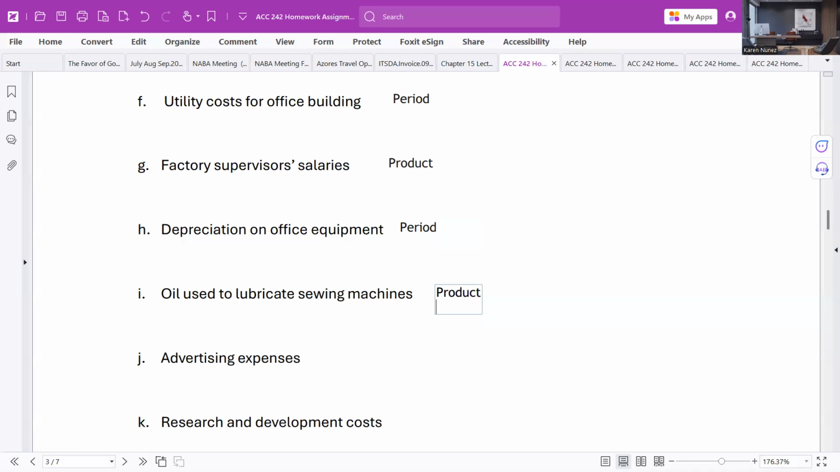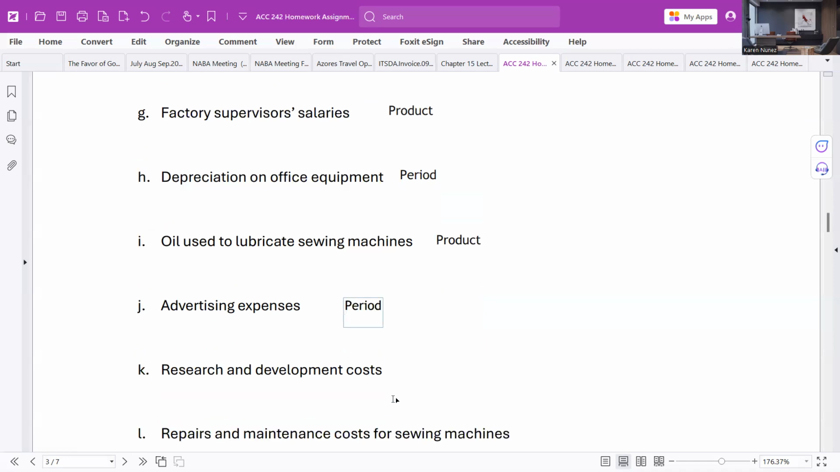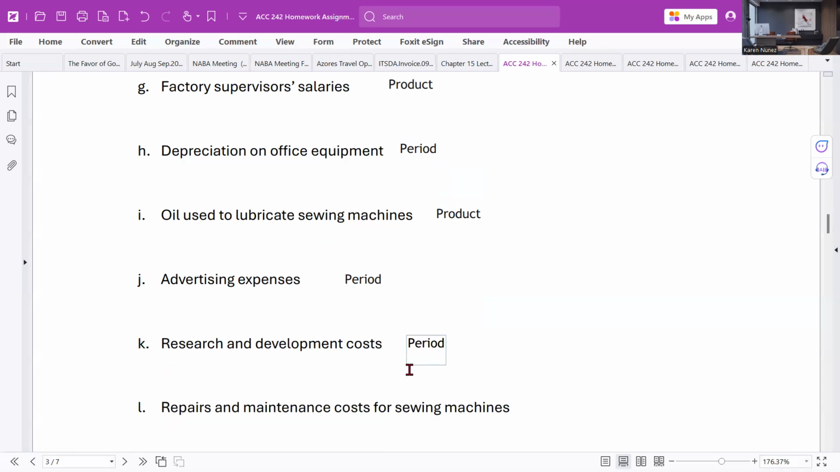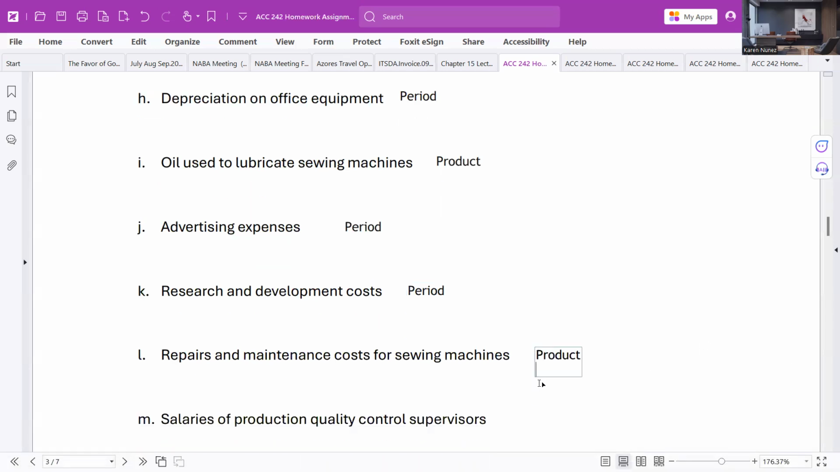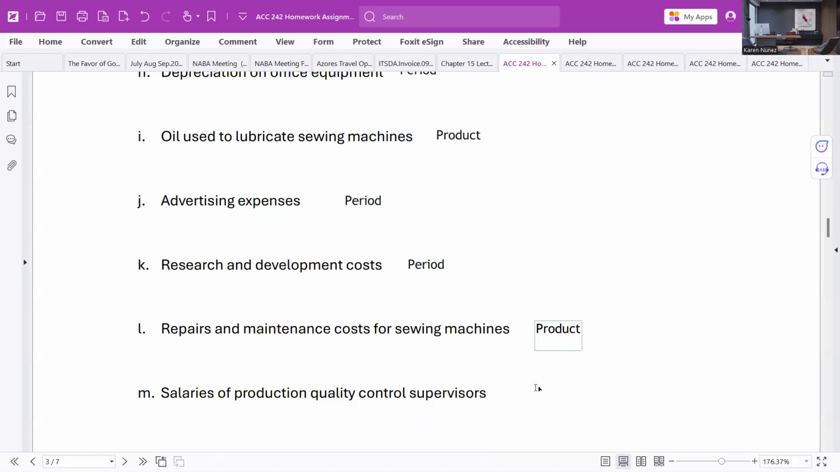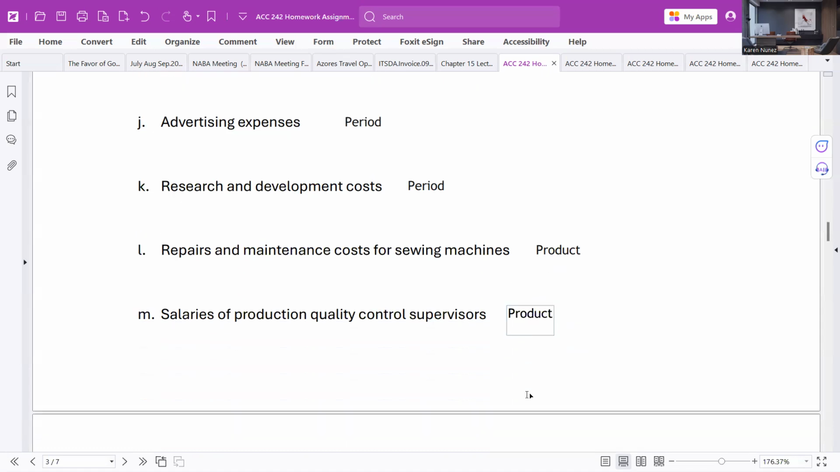And then you've got some advertising expenses. Advertising, never related to manufacturing. That is a period cost. And then you've got some research and development costs. Well, that's not direct materials, it's not direct labor, and it's not manufacturing overhead. That is a period cost. And then, getting back to these sewing machines, you've got some repairs and maintenance on the sewing machine. Well, the machines are used in manufacturing the product, so that's going to be a product cost. And then you've got salaries of the production quality control supervisors. So again, the quality control supervisors are in manufacturing, so that is going to be a product cost.